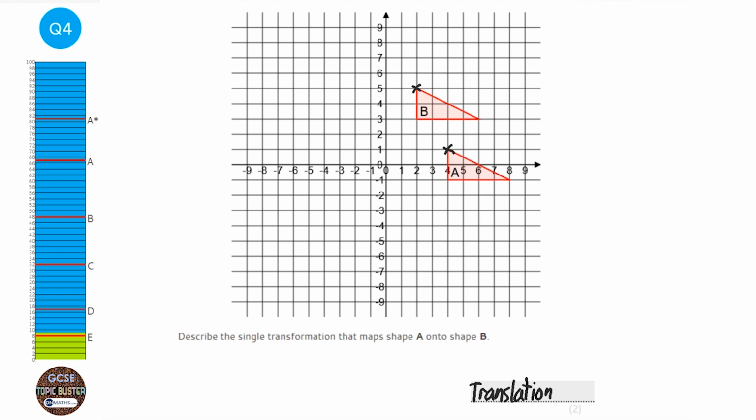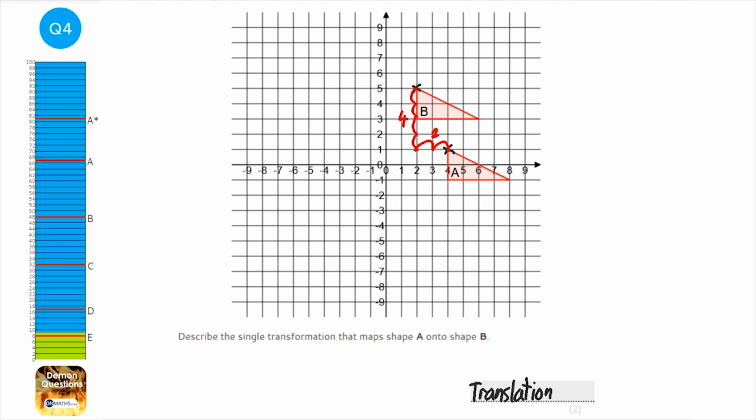So I'm going to start on A, and I'm going to keep going left or right until I line up with the mark I put on B. Well, I'm not going to go right, I'm going to go left. So I go 1, 2 jumps left. Okay. The next thing I've got to do is go up or down until I hit B. Well, it's going to be up, so it's going to be 1 jump, 2 jumps, 3 jumps, 4 jumps.